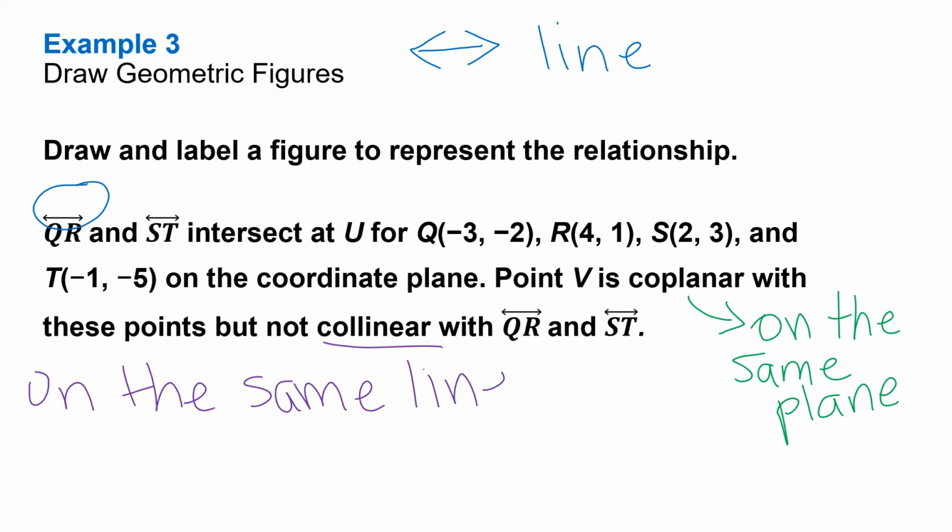So what we're doing here is we are saying we have this situation where we have two lines and they intersect at point U, and we want to put a point V so that it's coplanar but not collinear with QR and ST. So let's look.